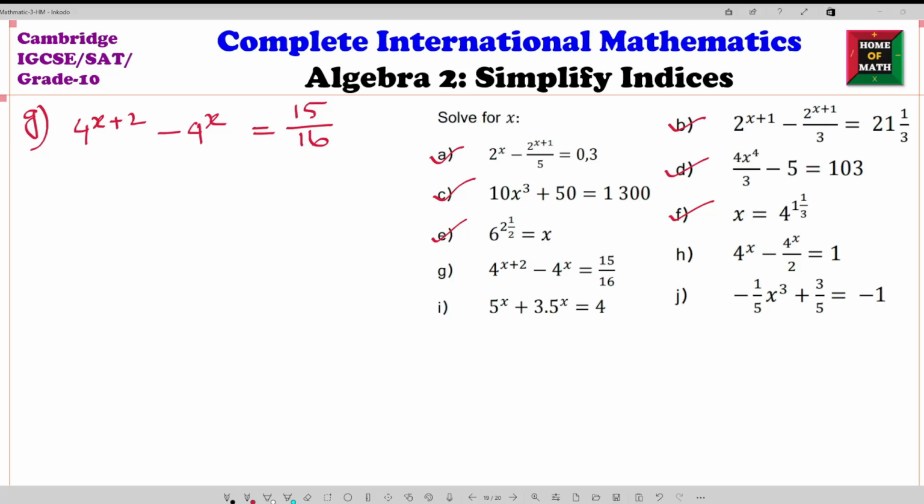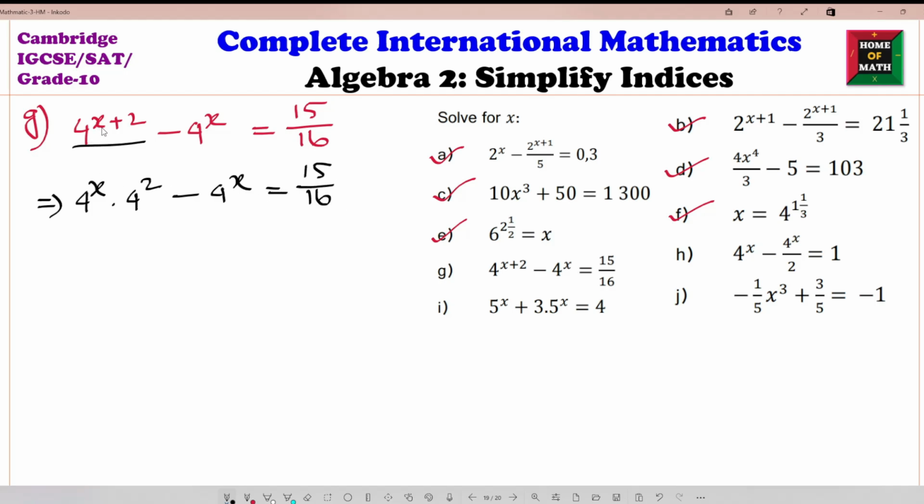Simplify indices. Last video we were solving A to F, and in this video we are starting from number G. Here is 4 to the power x plus 2 minus 4 to the power x equals 15 over 16. To simplify, it means 4 to the power x times 4 to the power 2, minus 4 to the power x equals 15 divided by 16.